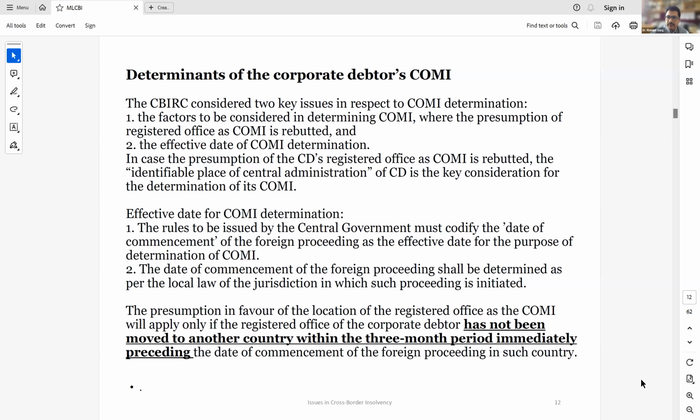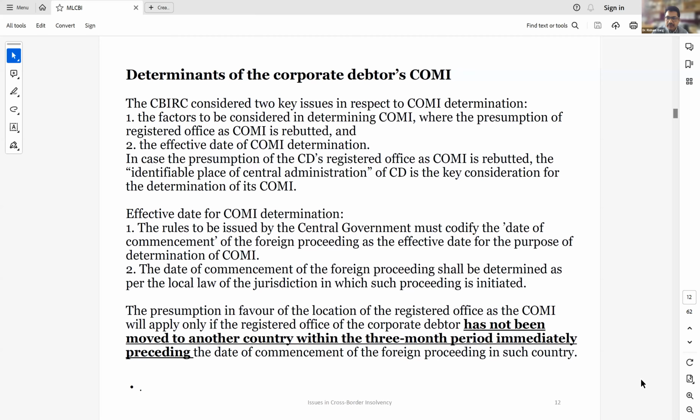So these are also based upon some foreign cases. These are all foreign leading cases which have been referred to and which form the basis of these principles and guidelines, and I will explain them to you in this PPT. The presumption in favor of the location of the registered office as the COMI will apply only if the registered office of the corporate debtor has not been moved to another country within the 3-month period immediately preceding the date of commencement of the foreign proceeding in such country. So this is also based upon a leading case.